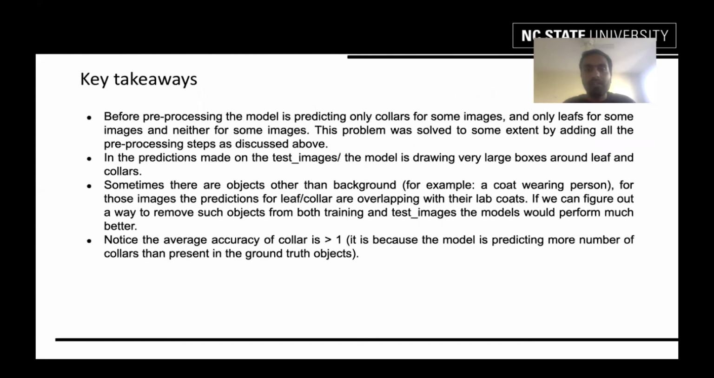Key takeaways: before pre-processing, the model was only predicting some leaves and some collars, and sometimes not even any of those objects. By introducing the pre-processing step, the model is performing much better. Also, sometimes the boxes were larger and not centered correctly. By introducing the pre-processing step, they are performing well. And if we can add a few extra pre-processing steps to remove noisy terms, like sometimes a person wearing a coat is present in the image, then the model will become much better.